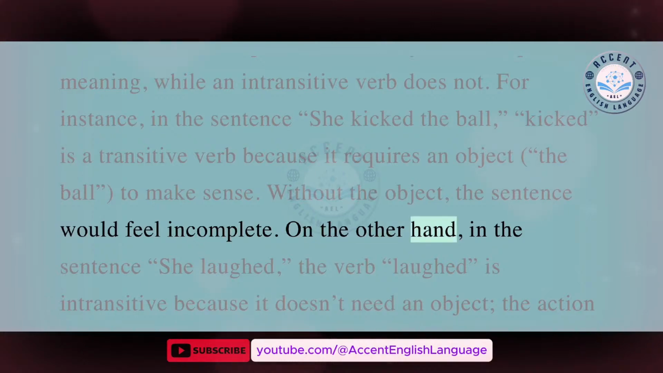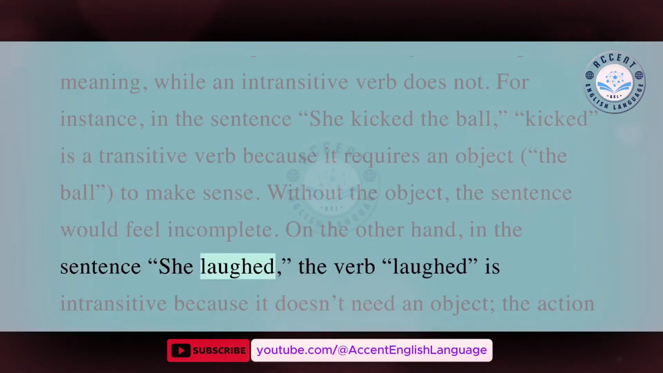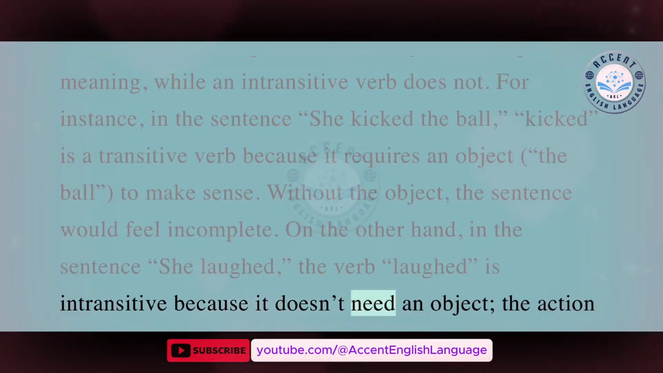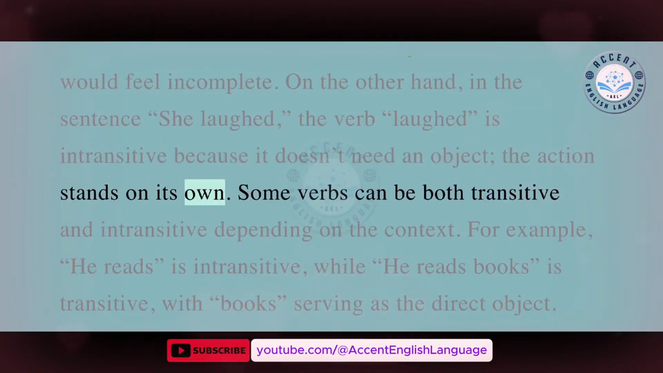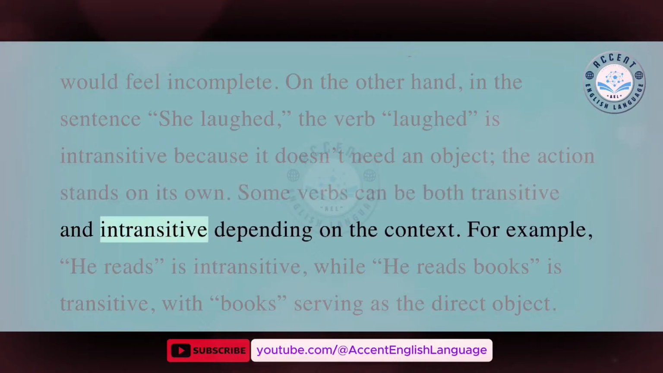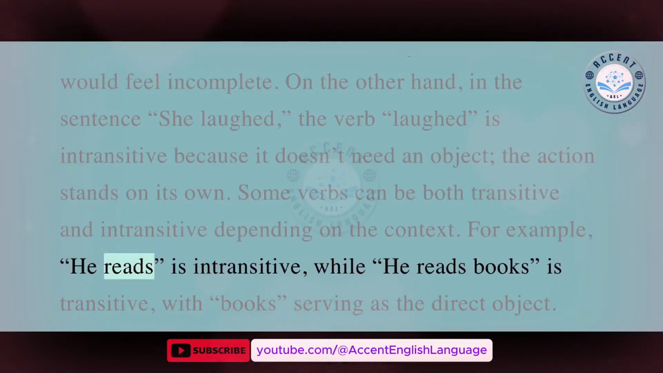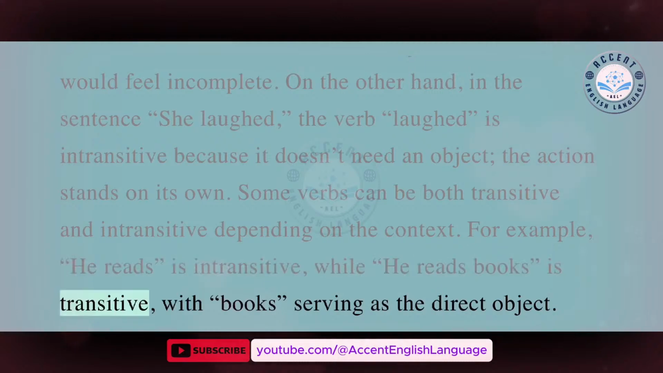On the other hand, in the sentence, she laughed, the verb, laughed, is intransitive because it doesn't need an object. The action stands on its own. Some verbs can be both transitive and intransitive depending on the context. For example, he reads is intransitive, while he reads books is transitive, with books serving as the direct object.